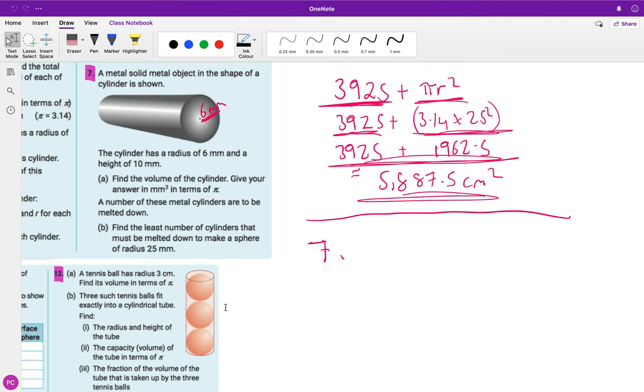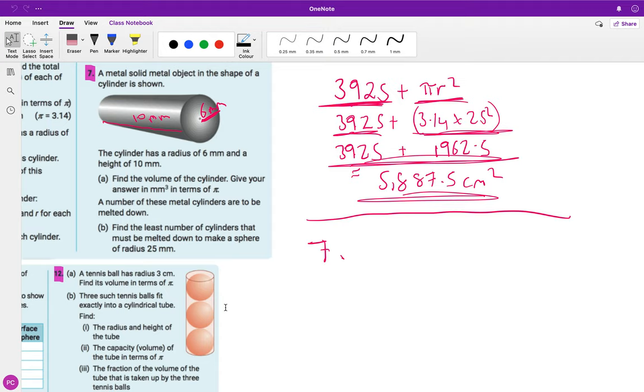So from there to there is going to be 10. I'm just putting them in there so it has a bit more information on it. So a radius of 6 and a height of 10. Find the volume of the cylinder, giving your answer in millimeters cubed in terms of pi. It means you're going to have pi in your answer.